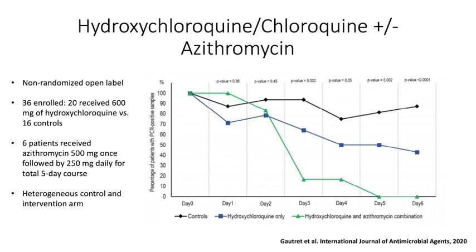In this study, they found that in patients who received a combination of hydroxychloroquine and azithromycin, there was a higher rate of viral suppression, and by approximately day 5, there was no detectable virus based on nasopharyngeal swab in the combination group as compared to the monotherapy group and control group.